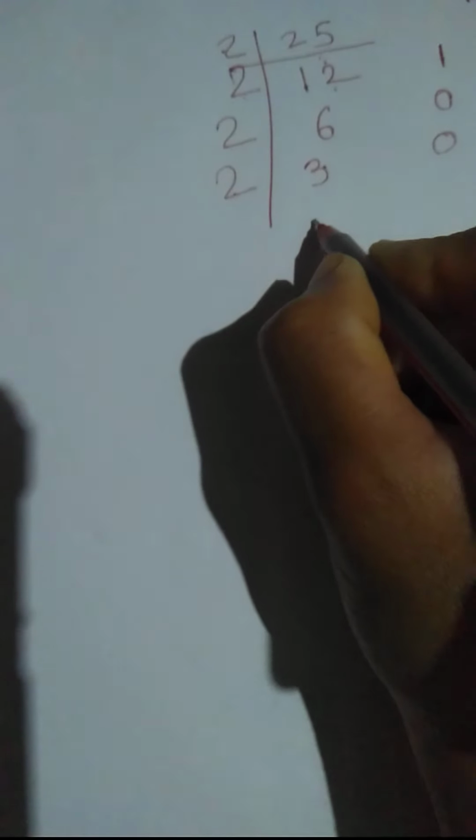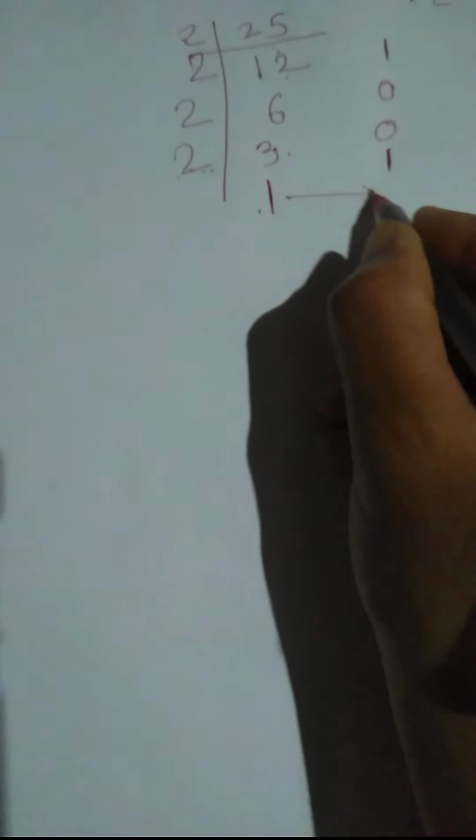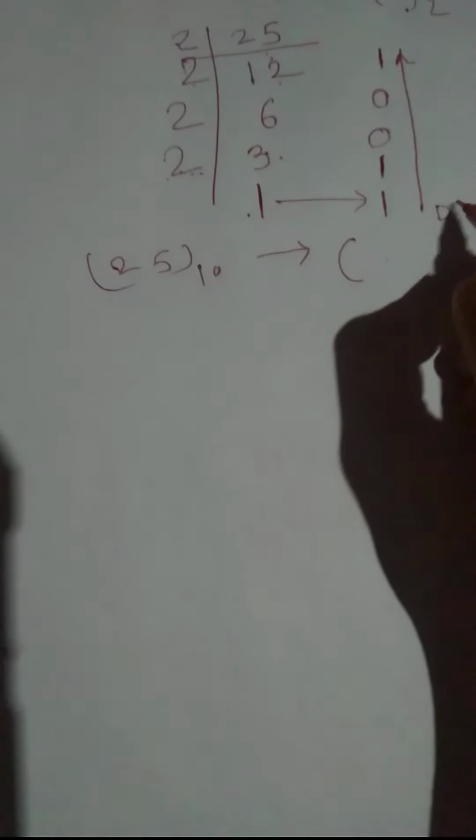Remainder is 0. Then 2 is divided by 3. So 1. Then 2 is not divided by 1. So the answer is 2 divided by 3, and here is a remainder, and 2 is not divided by 1. This answer is noted here, and we read that answer from bottom to top. So for the decimal number 25, the binary number is read from bottom to top.